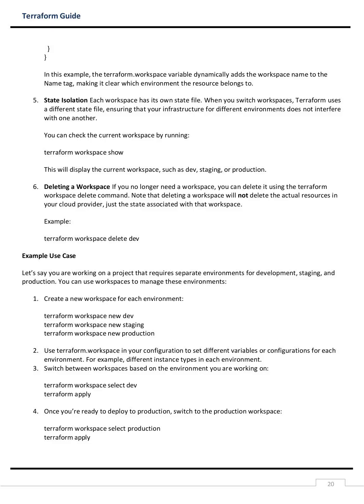2. Use terraform.workspace in your configuration to set different variables or configurations for each environment, for example, different instance types in each environment. 3. Switch between workspaces based on the environment you are working on: terraform workspace select dev, terraform apply. 4. Once you're ready to deploy to production, switch to the production workspace: terraform workspace select production, terraform apply.